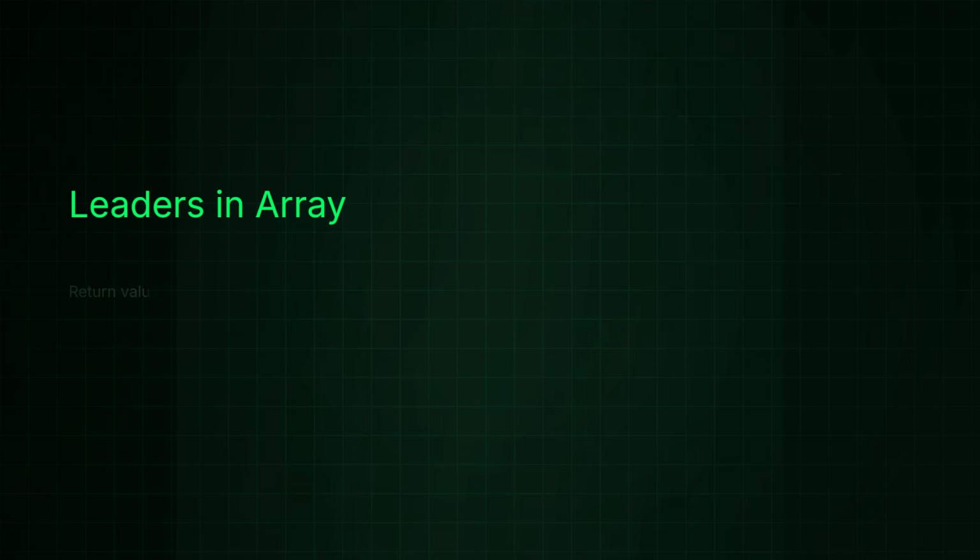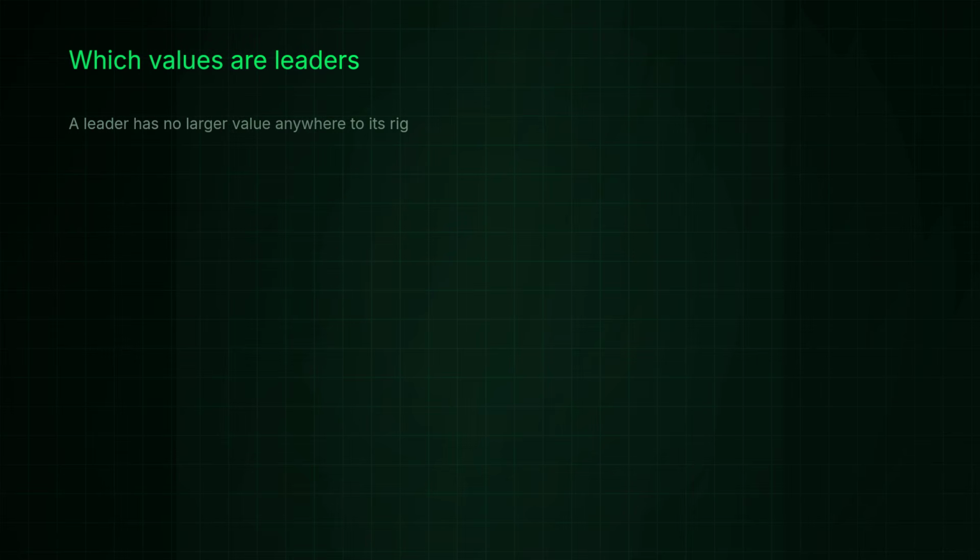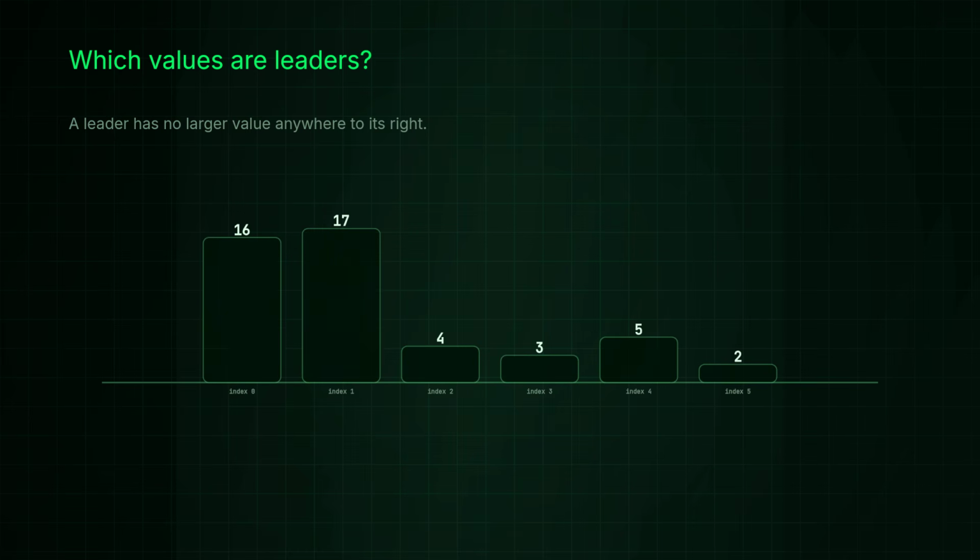Leaders in array. Return values with no larger value to their right. We are given the array 16, 17, 4, 3, 5, 2. A value is a leader when no larger value appears anywhere to its right. The task is to return every leader in the same left-to-right order as the input.